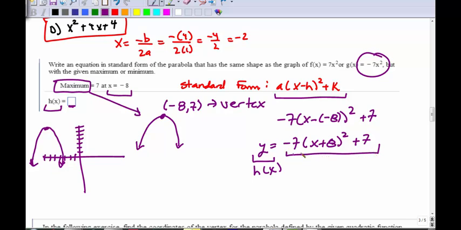Another thing that we could do is to plot this on your calculator, plug in this equation and see what it looks like when we graph it to see if we do indeed get this vertex of negative 8, 7 with a maximum of 7 when our x value is negative 8.